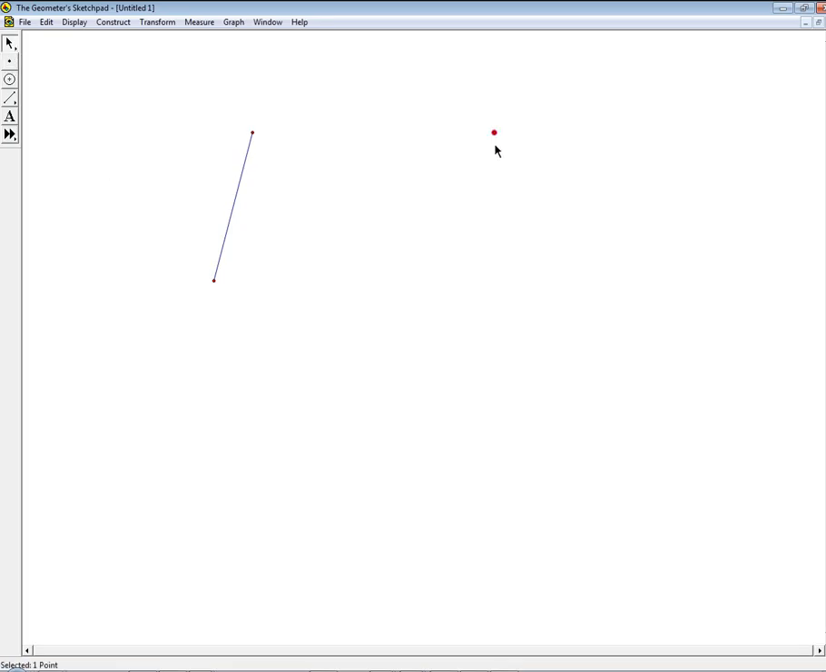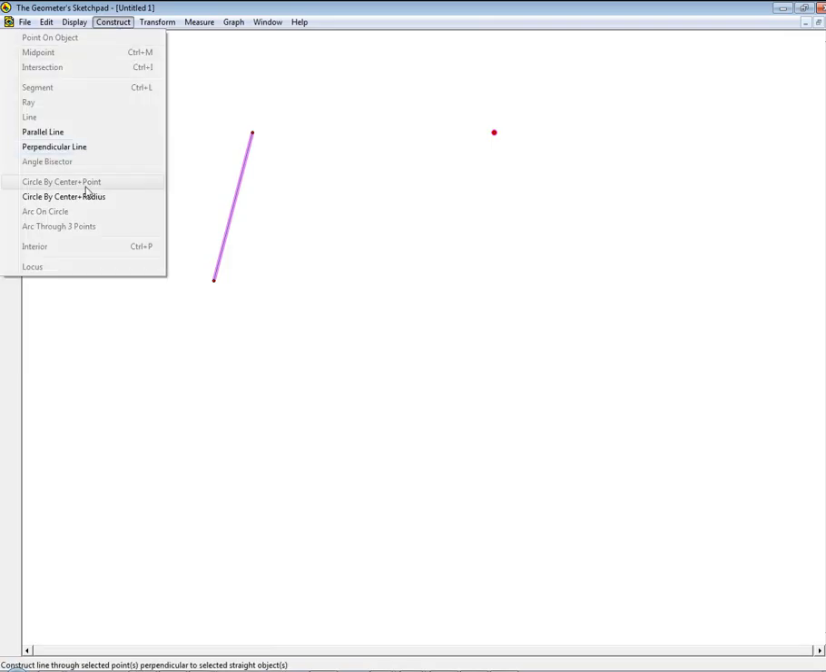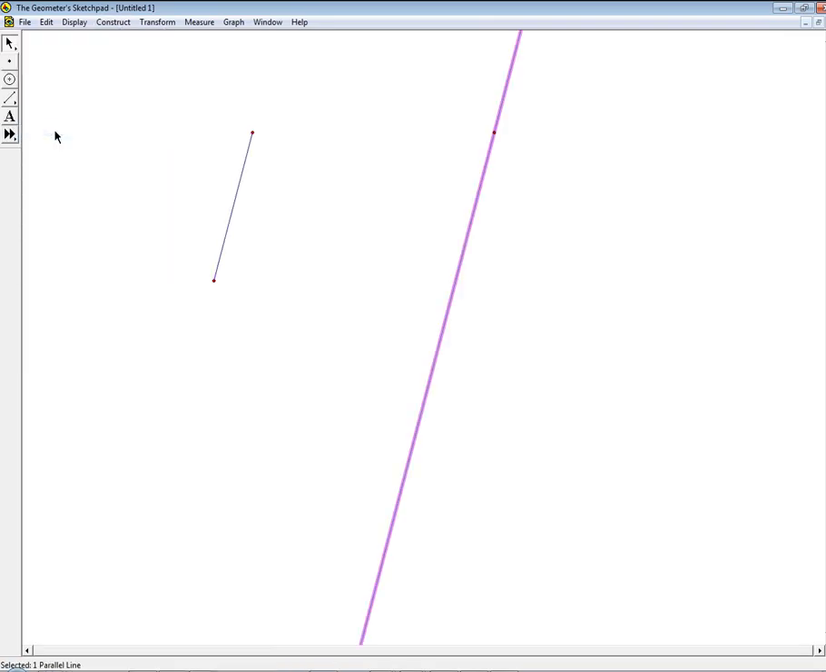And I'm going to highlight that and construct a parallel line, right? Agreed? So now I'm going to construct those two. I'm going to highlight those two and construct a segment, right? Does that make sense? Okay. I want to make another one that is congruent to this one, right? It has to connect to that point too, right?